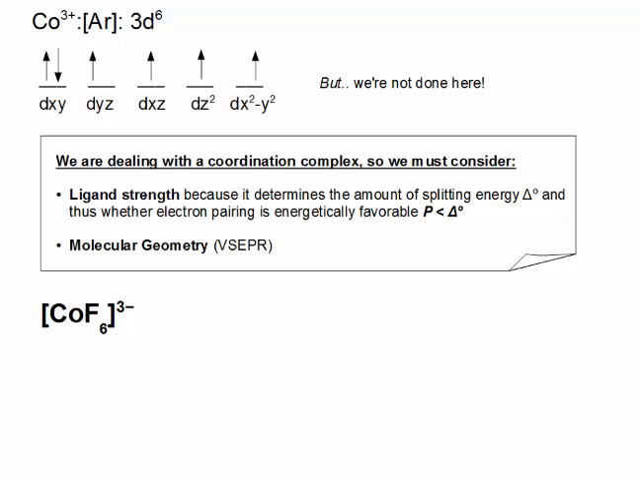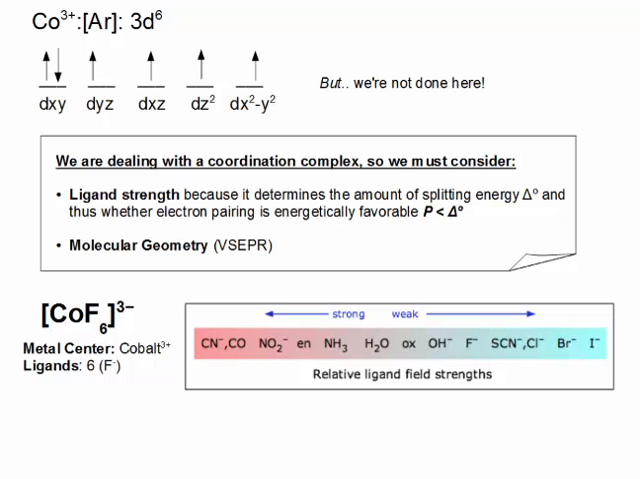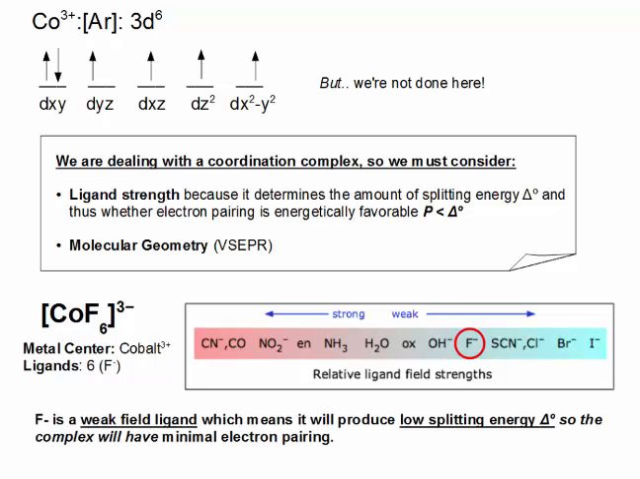Again, we look at our coordination complex. We have a metal center of cobalt 3+ and 6 fluoro ligands surrounding that cobalt. Looking at a ligand field strength chart, we find that our fluoro ligand is actually relatively weak. What this means is it's going to produce low splitting energy, so the complex will have minimal electron pairing, because splitting energy is going to be less than pairing energy.